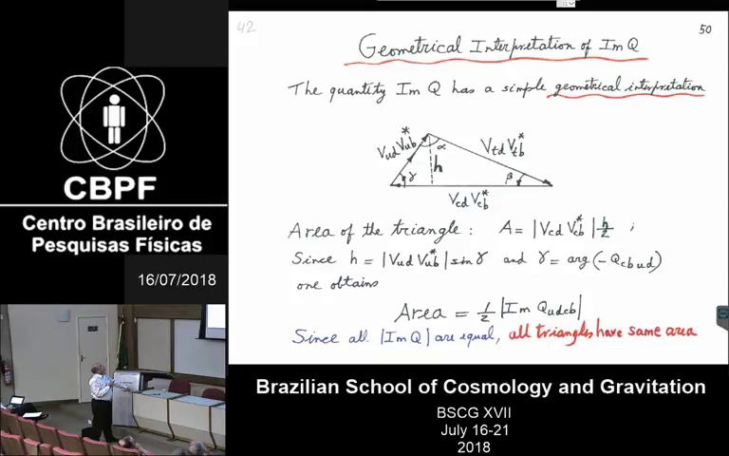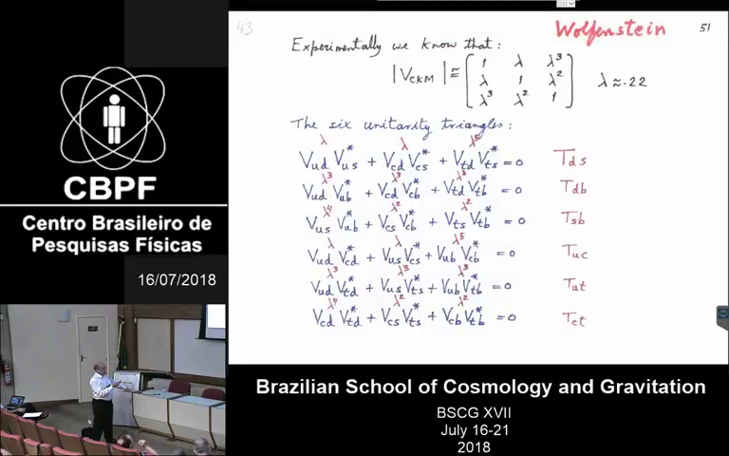I've now given the geometric interpretation: imaginary Q is the area of the triangle. You can see that by this picture, that if you calculate the area, you get 1/2 of the imaginary part of this. So all triangles have the same area. All unitarity triangles have the same area, but they are not similar. This shows exactly what the situation is.